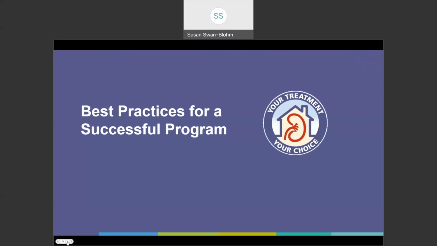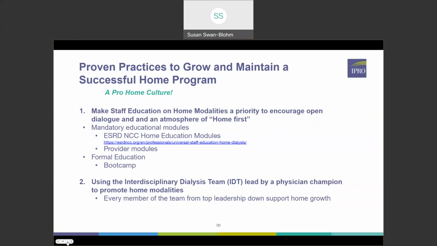Creating and supporting a successful home program can be accomplished by incorporating proven best practices from leading home facilities. Education on home modalities for all staff should be a priority to encourage open conversations between staff and patients about modality choices, creating an atmosphere of home understanding in every dialysis facility. Staff should be given designated time to pursue facility-specific education, boot camps, or complete the ESRD NCC professional home education.